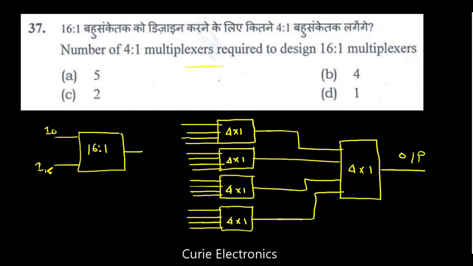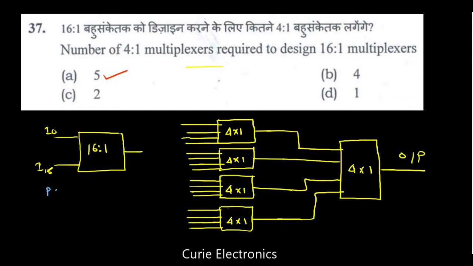So now how many multiplexers have I used? I have used 4 plus 1. Total 5 multiplexers I have used to realize this 16 to 1 multiplexer using 4 to 1 multiplexers. Now you will see there is a mathematical equation to simplify this process.